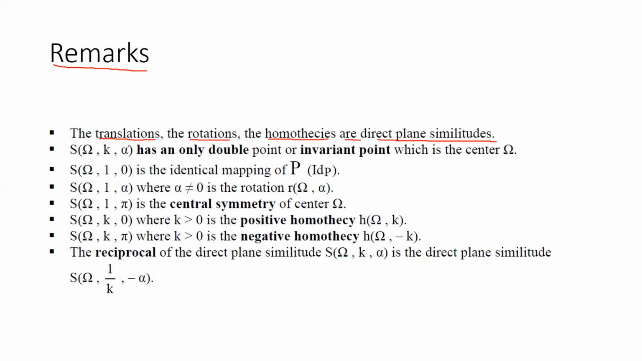Second, what is the invariant point, the only double point? S omega alpha has only one double point or invariant point, which is the center of the similitude. Like the rotation, like the dilation, the only invariant point is the center.